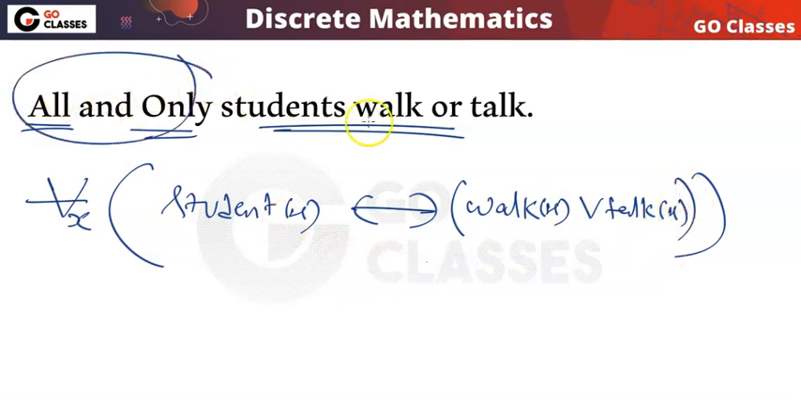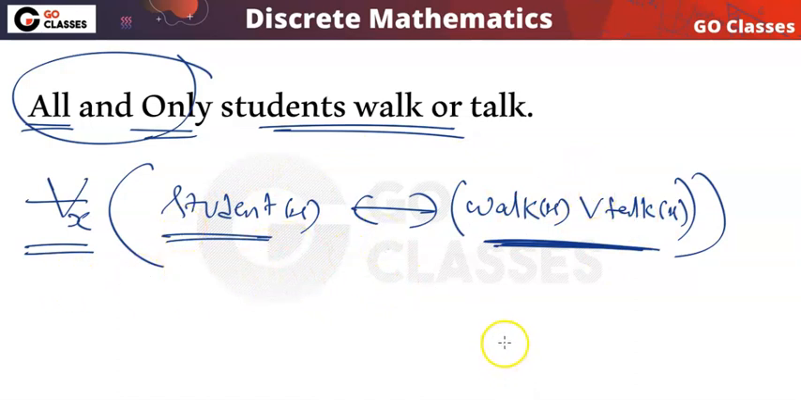All and only students walk or talk. It means for all x, it is walking or talking if and only if it is a student. It means all students walk or talk. Also, if someone is walking or talking, then it is a student. So all these are the basic templates. Okay, so this is enough.